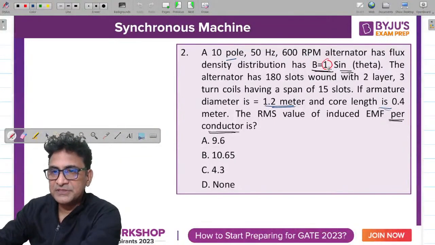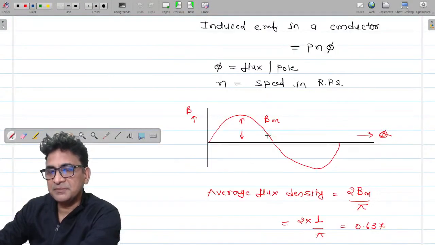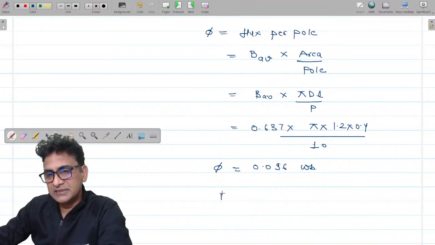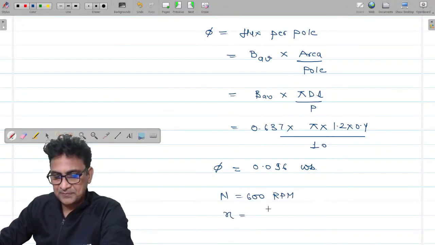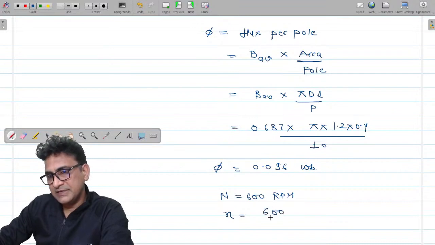Now at which speed is it rotating? It is rotating at 600 RPM. N is the 600 RPM speed. RPM is the rotation per minute. So what is the small n? Rotation per second. It would be 600 divided by 60, because 1 minute has 60 seconds. It has become rotation per second. So small n is 10 rotation per second.